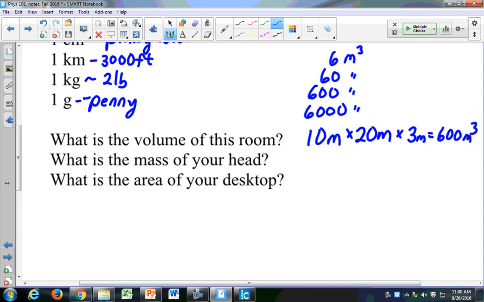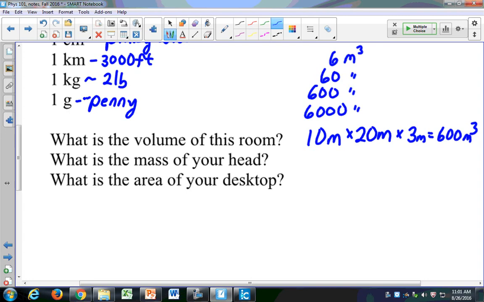And then the area of your desktop, well, I'll let you do that on your own. But if you look back at the old test, you can see some different questions like that. It'll be similar to that, where I give you something that you can see or something that you know very commonly and ask you what is the area of it, what is the height of it, what is the length of it, what is the mass of it.